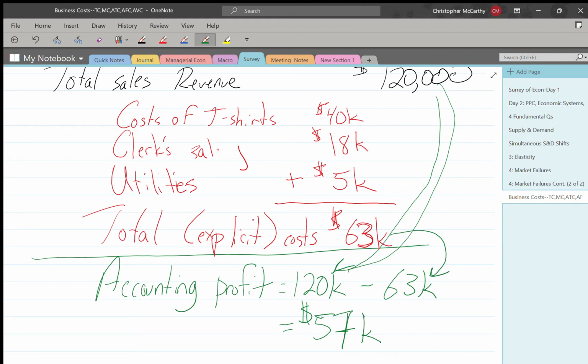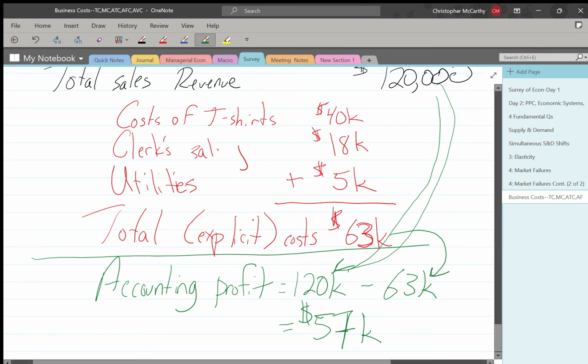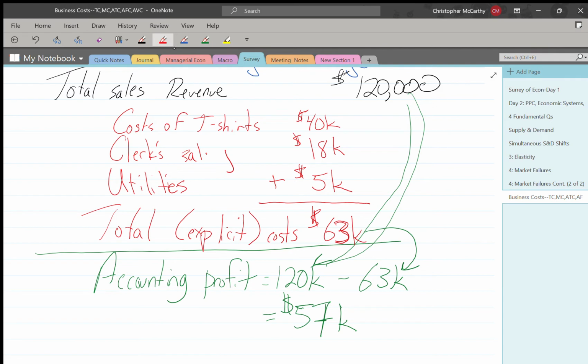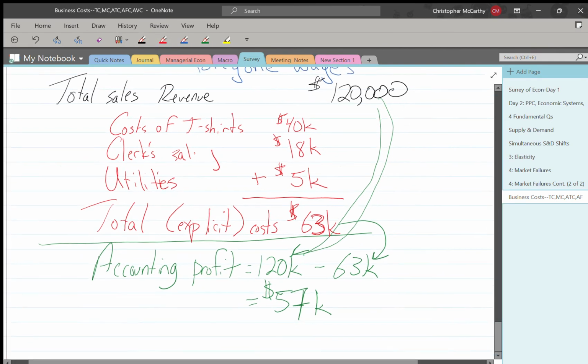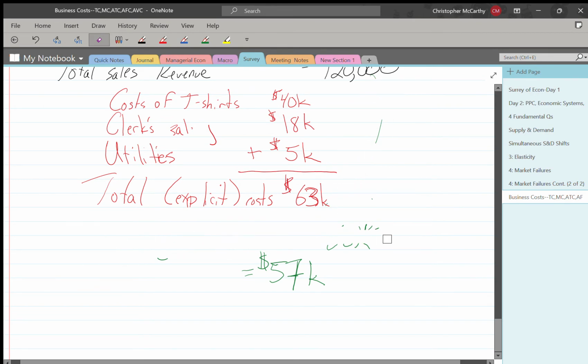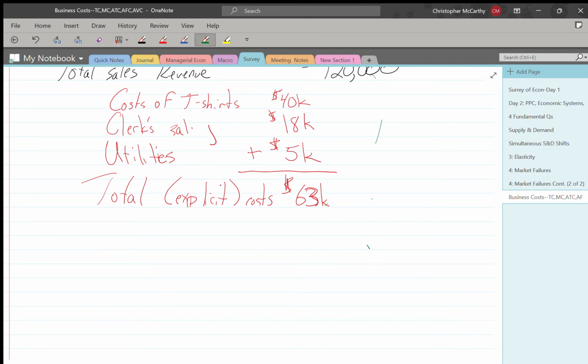But there's foregone wages. If you're running this company, if you had, instead of running this company, gone and worked somewhere else, you would have been paid this extra income. And so we have some foregone wages that are going to comprise our implicit profit. So let's go ahead and get rid of this stuff. We'll keep the explicit costs. But let's just redo this.